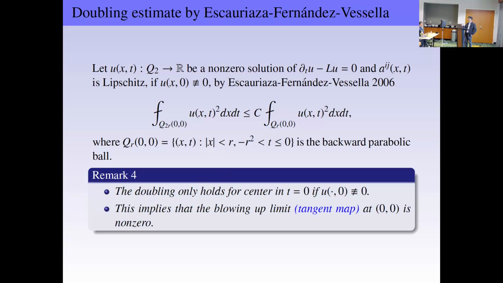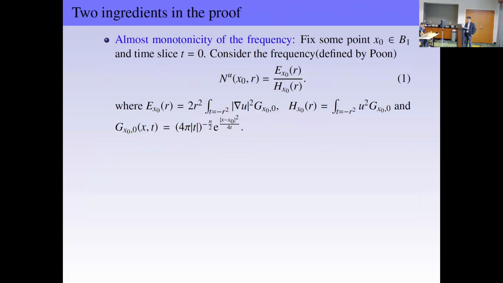So if we know this result, then in the dimension 1 case, we can prove that the blow-up limit is non-zero, and then we will prove the nodal set is discrete, right? Okay, but for higher dimensions this is not good enough to prove. So we need something more.